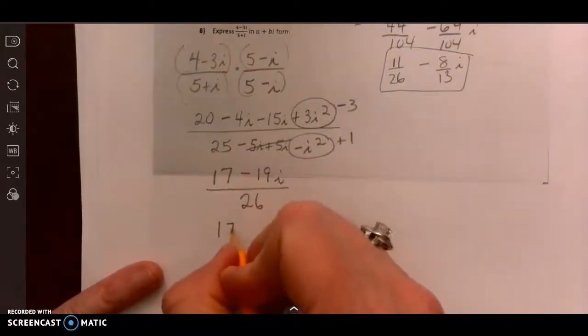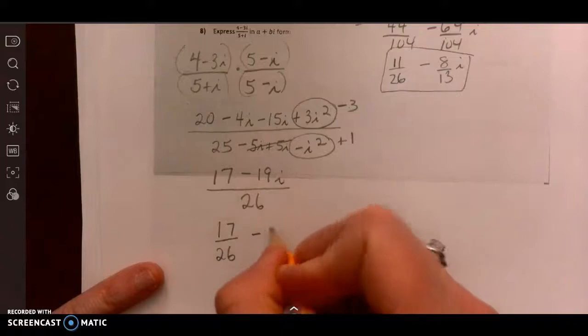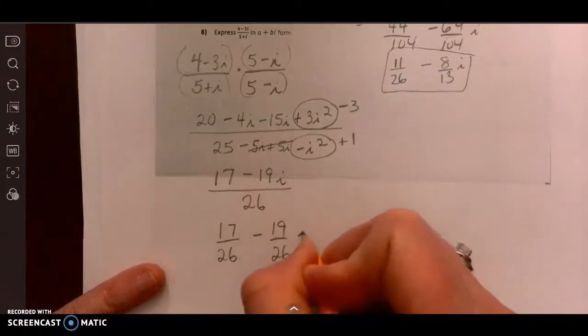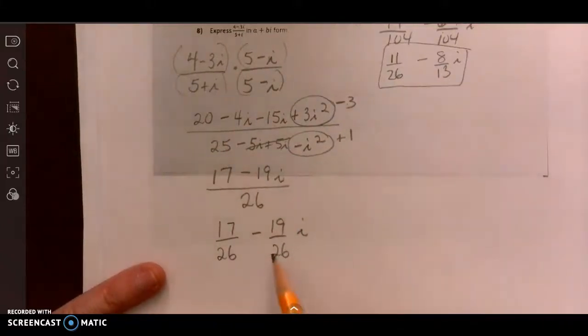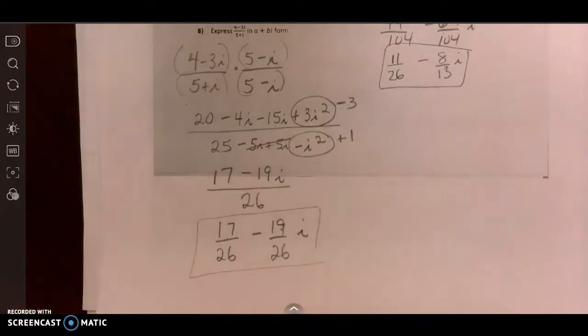So when I separate this, I get 17 over 26 minus 19 over 26i. I can check both of those. I know 17 and 19 are prime, so that is not going to be able to be reduced.